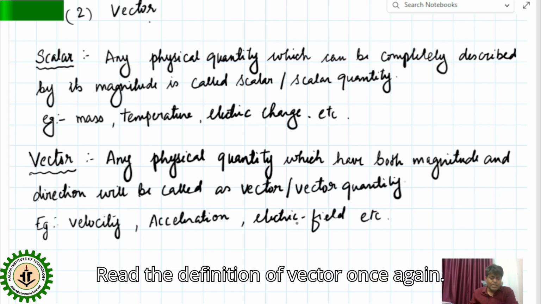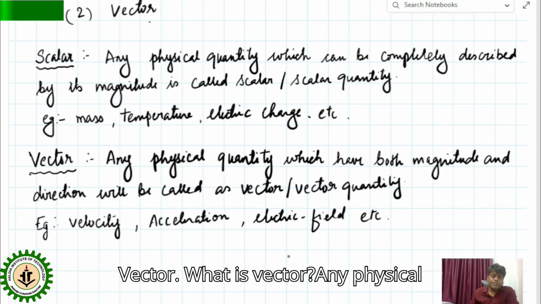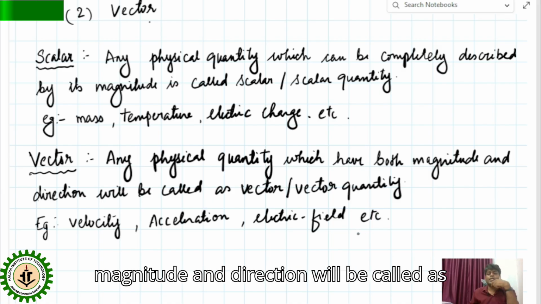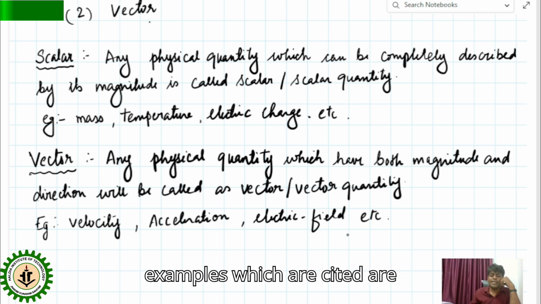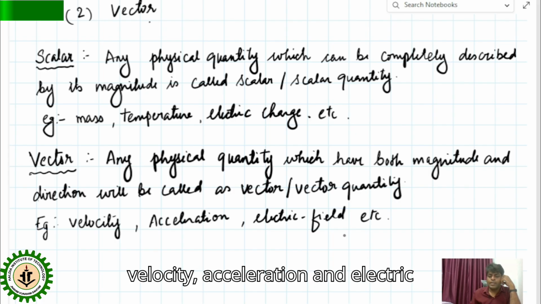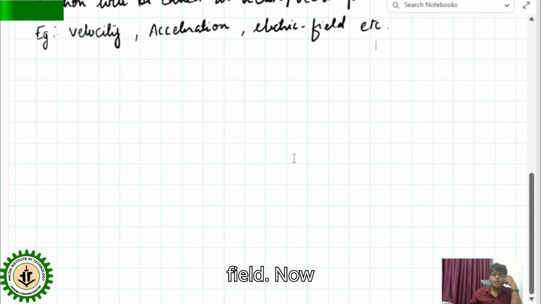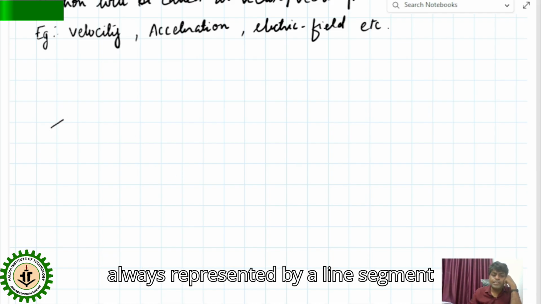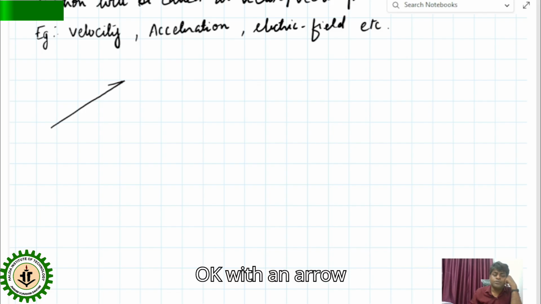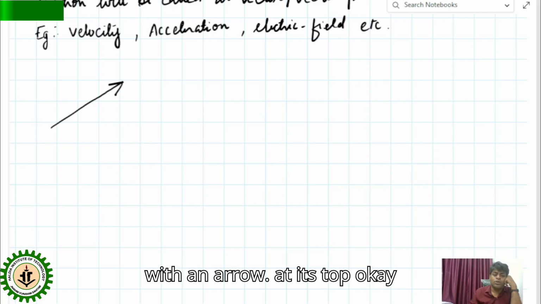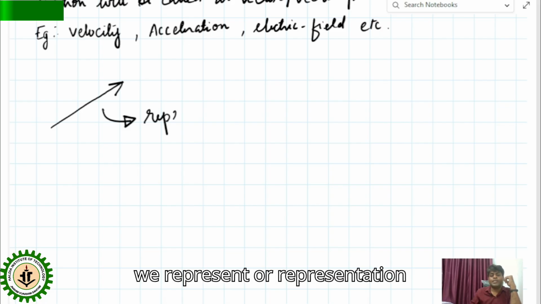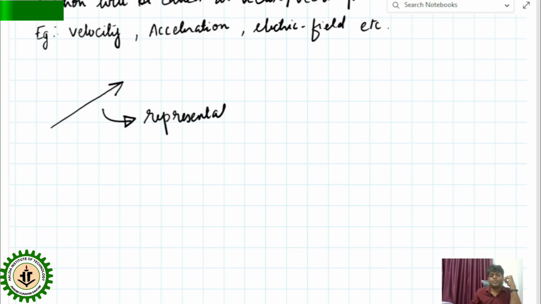So let me read the definition of vector once again. Vector, what is vector? Any physical quantity which has both magnitude and direction will be called as vector or vector quantity. And three examples which are cited are velocity, acceleration, and electric field. Now, how do we represent a vector? A vector is always represented by a line segment with an arrow at its top. This is the way we represent a vector.